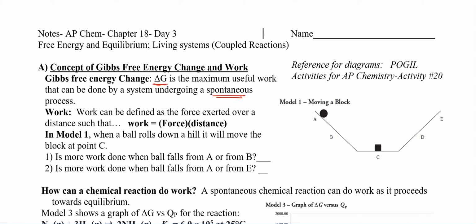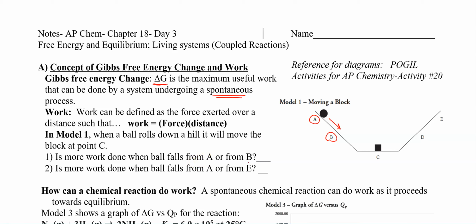To understand what delta G is, first we're going to look at what you did in physics, where you defined work as the force exerted over a distance. So work is force times distance. In this model over here, you have a ball at A and you have a ball at B, and the ball is rolling down the hill towards C. So the ball is moving this way. The question here is: is more work done when the ball falls from A or when it falls from B?